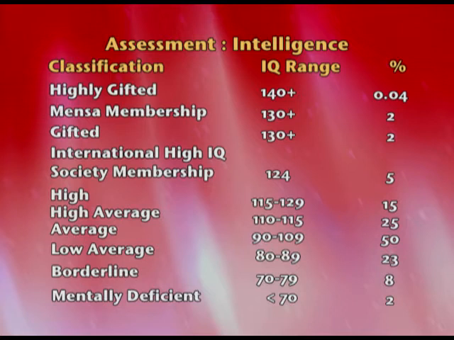Then next, when we move higher or lower, it is always plus or minus 10. So we move on to 110 to 120, and the lower one will be 80 to 89. So we have lower average and we have high average. Similarly, plus 10 and minus 10 will be gifted children, 120 to 130 and then 130 and above. And then the lower one will have 70 to 79, which is borderline. So again, percentages are given for this.